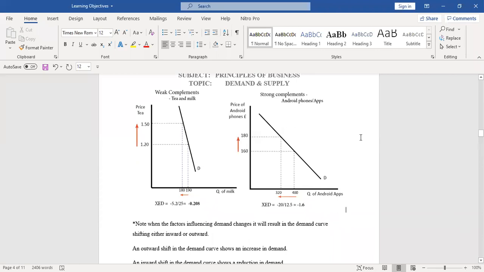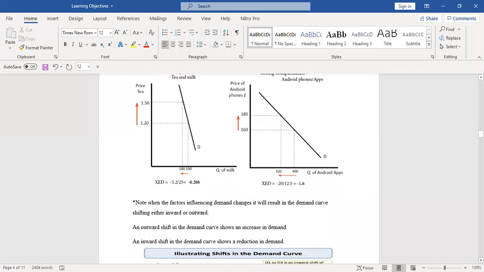So, again, it's a strong compliment, right? So if the price of the Android goes up, you're buying more Apple phones, you're demanding Apple phones, and the price of the Apple phone goes up, then the demand for the apps is going to fall. Because if I'm not buying the phone, then I don't need the app. Make sense? Miguel? Yes, sir. Right.